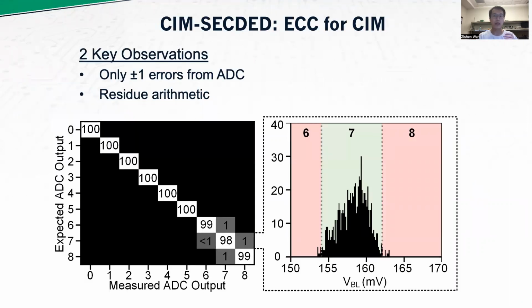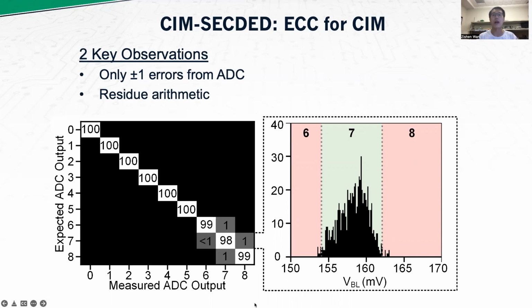To enable this ECC for compute in memory, we make use of key observations. Based on the measurement data from our RRAM test chip, we really only see -1 or +1 errors during this compute in memory. If we take a look at the confusion matrix, where the x-axis is the measured ADC output and the y-axis is the expected ADC output, we can see that the errors only occur at -1 or +1 from their true result.